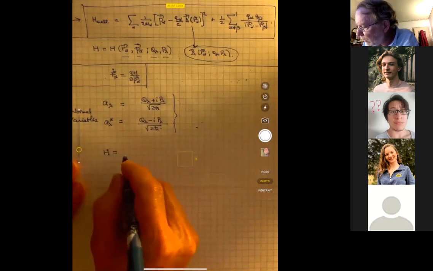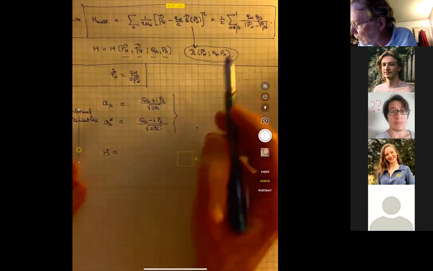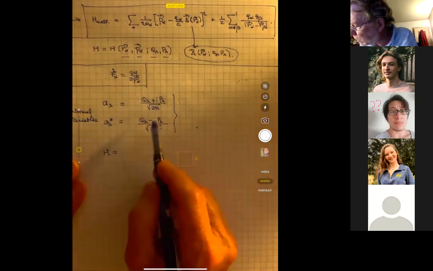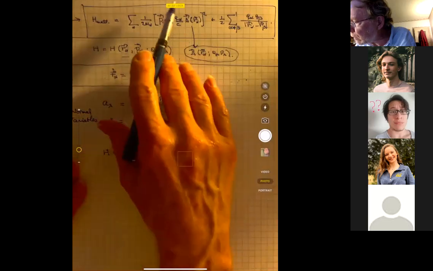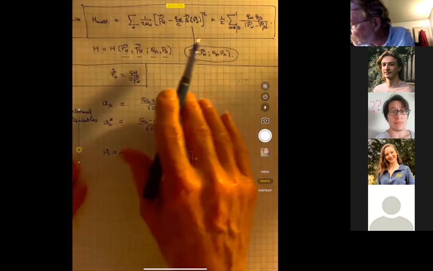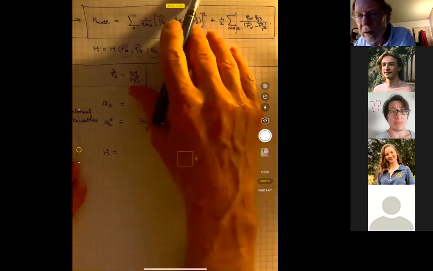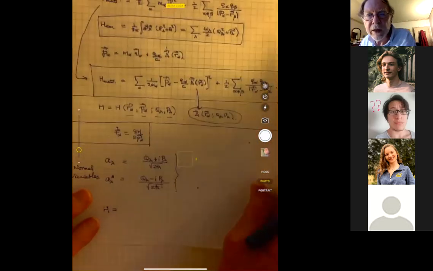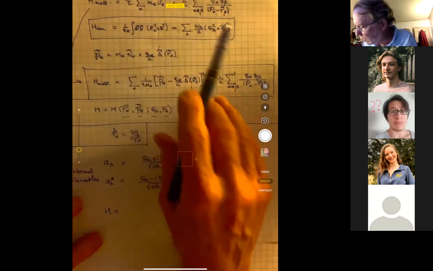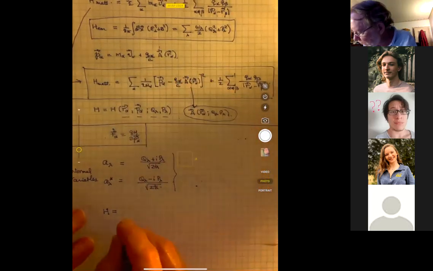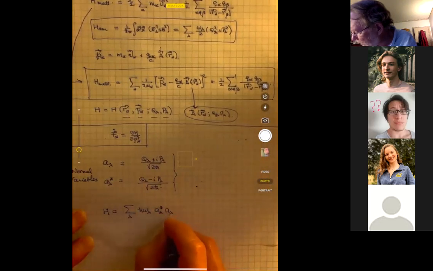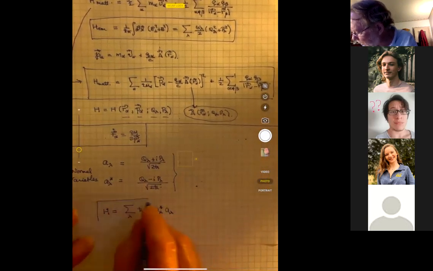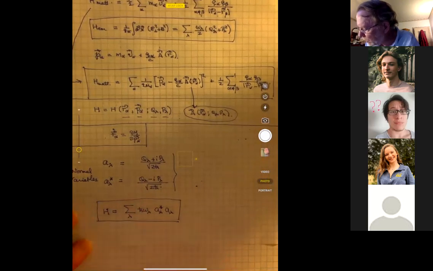So for example, you can see that A times A star gives you Q squared plus P squared. So where's our field Hamiltonian? It's right up here. It's this thing. So this quite easily turns into the sum on modes lambda of h bar omega lambda times A lambda star times A lambda. It's basically the absolute value squared of the normal variable. This is the Hamiltonian expressed in terms of normal variables.